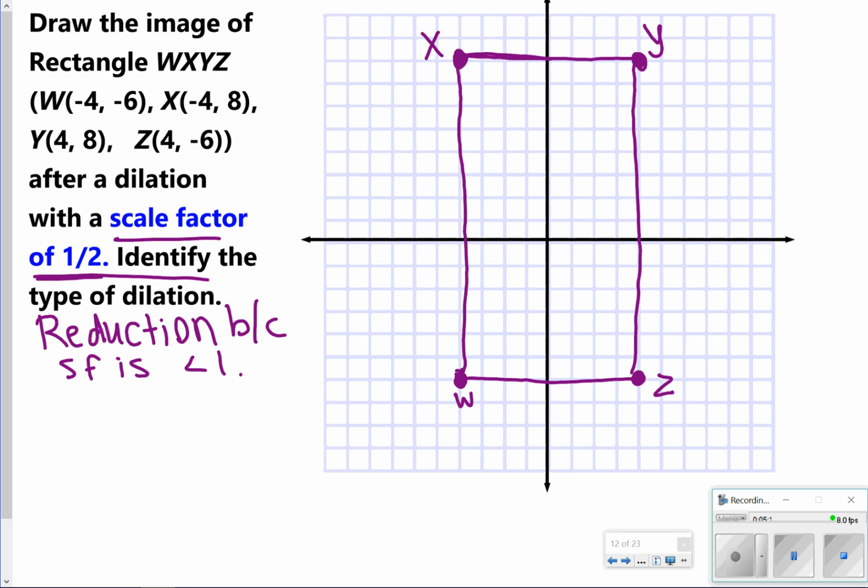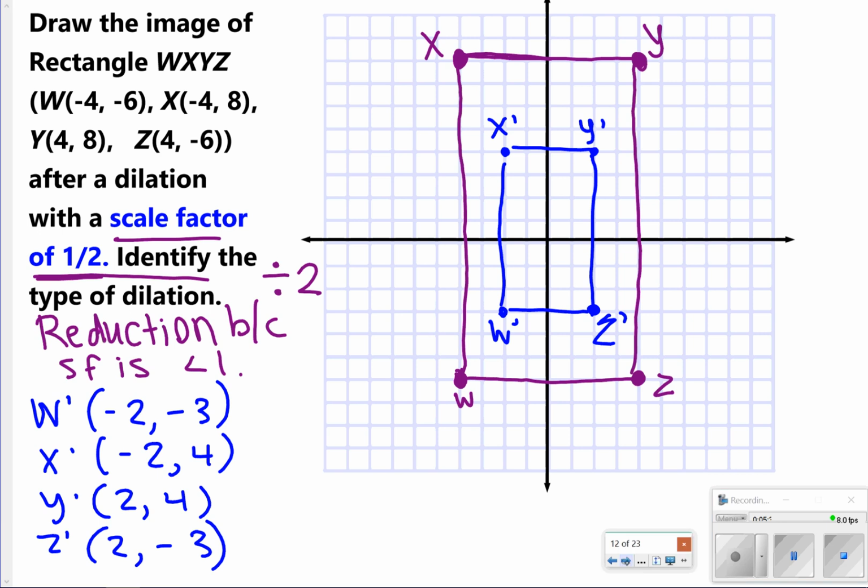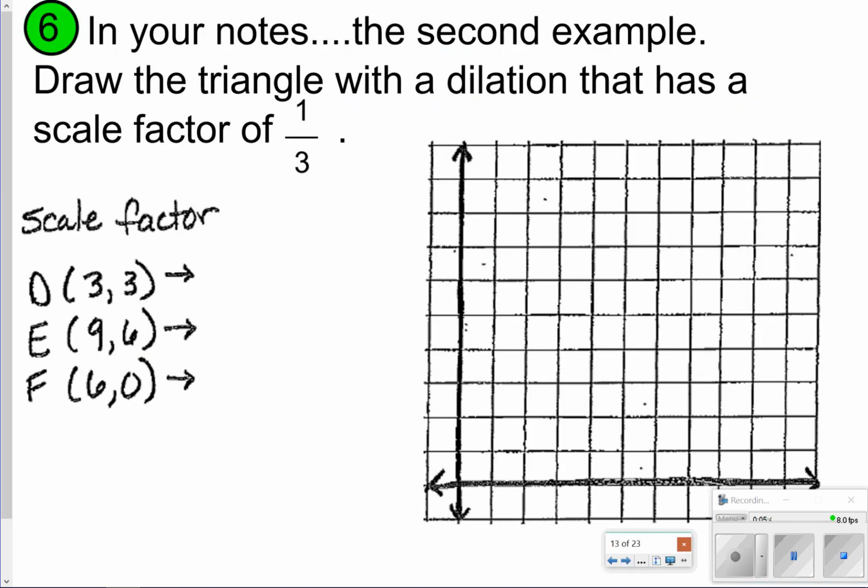So here are my original points. In order to find all of my new points, I'm going to take the scale factor and half it, or divide by 2. So here are my new points. All I've done is just taken each individual number and dividing them by 2. And this is what my new points would look like. X, W, Y, and Z have all been halved, so they're all going to be 2 times as small as the original figure.